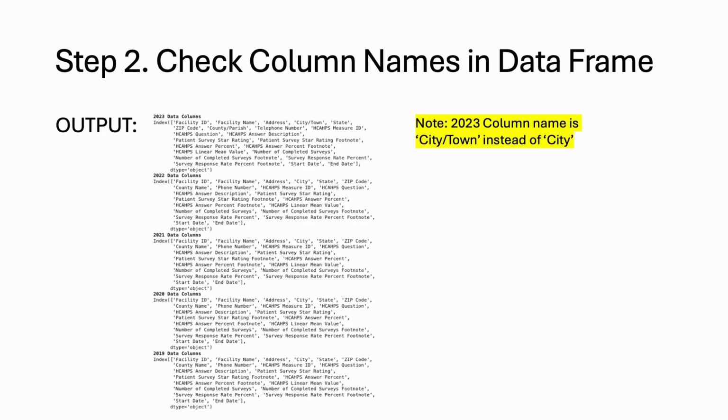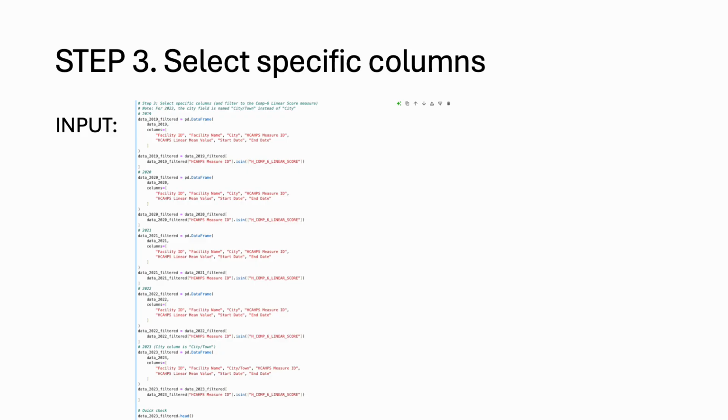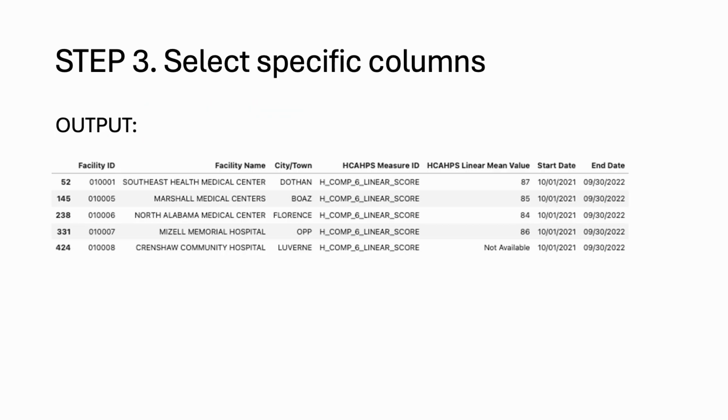After running that line of code, you will see that in 2023, the city column is named city/town instead of city. If you don't account for that, the filtering step would fail or return empty results. Next, we're going to select the specific columns that we need, which are facility ID, facility name, city or city/town, HCAHPS measure ID, the linear mean value, and start and end dates. Here's the output for that line of code. It shows the clean, smaller data frame. This is important because it prevents errors later and keeps the analysis focused only on what matters.